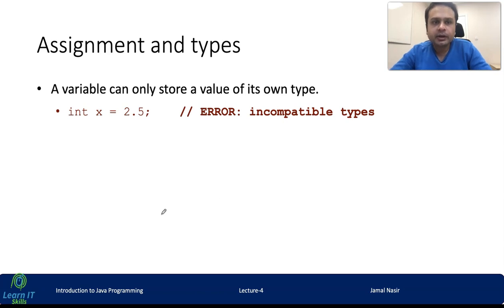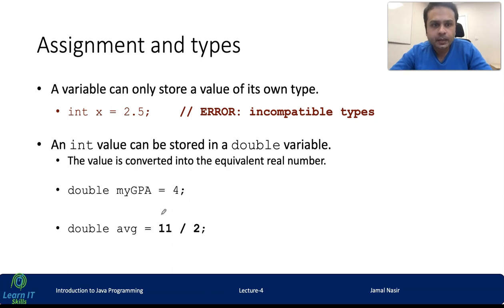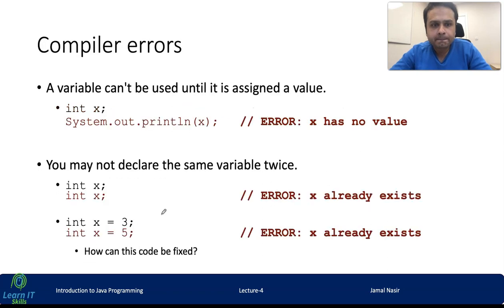Assignment and types. A variable can only store a value of its own type, right? If you are trying to initialize one X variable, which is an integer, with some real value, then obviously it is not allowed, because of incompatible types. Compile errors: a variable cannot be used until it is assigned a value. With int x, because the value is not initialized, it will give an error.